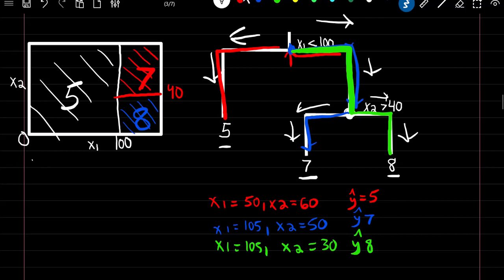So if we have any x1 value in this interval, we're going to guess a predicted value of 5. And then if we have an x1 in this interval and our x2 is less than 40, we'll guess 8. And then if it's greater than 40, we guess 7.